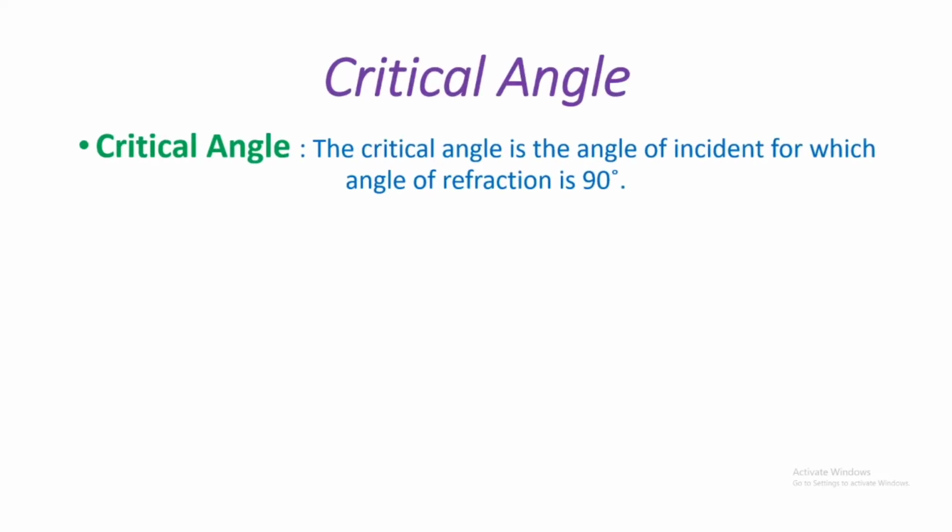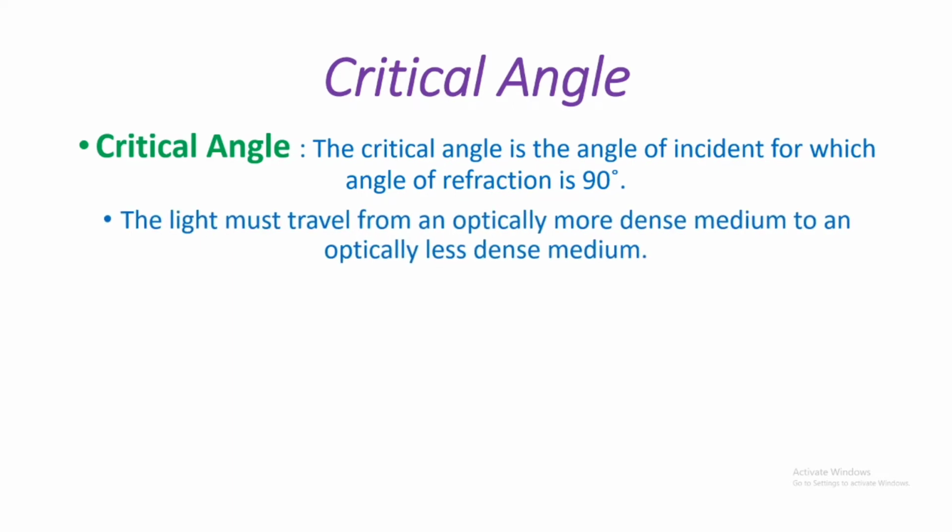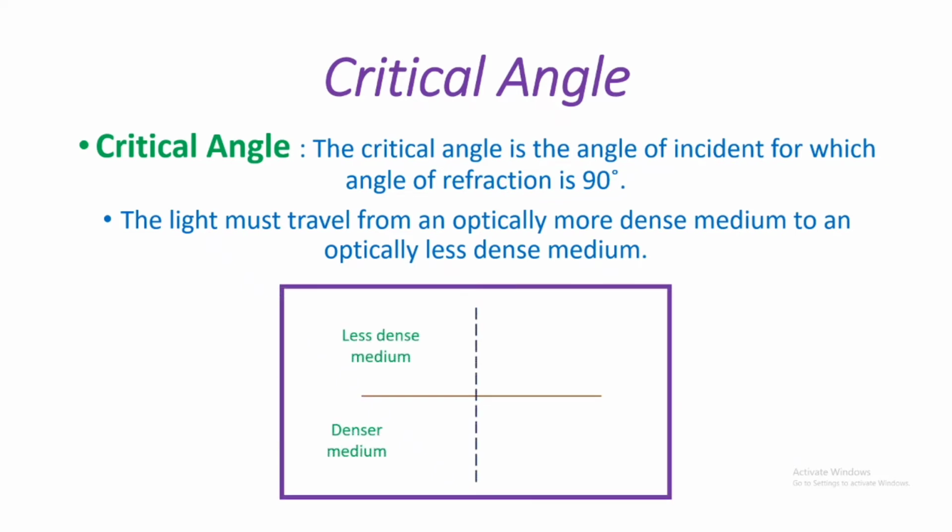Critical angle. Light enters from a denser medium to a rarer medium. The critical angle is the angle of incidence for which the angle of refraction is 90 degrees. Light must travel from the optically more dense medium to the optically less dense medium. For this diagram, the incident angle is theta and the refracted angle is 90 degrees. So theta is called the critical angle.